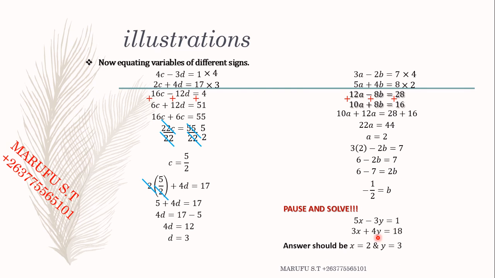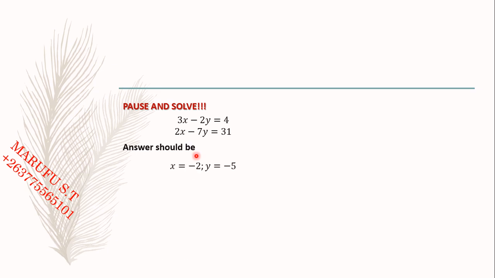Your answers should become like this. So having equated these ones, right? So our last illustration is this one. Using any way you want to equate, either this one or this one, make sure your answer should become like this, right?